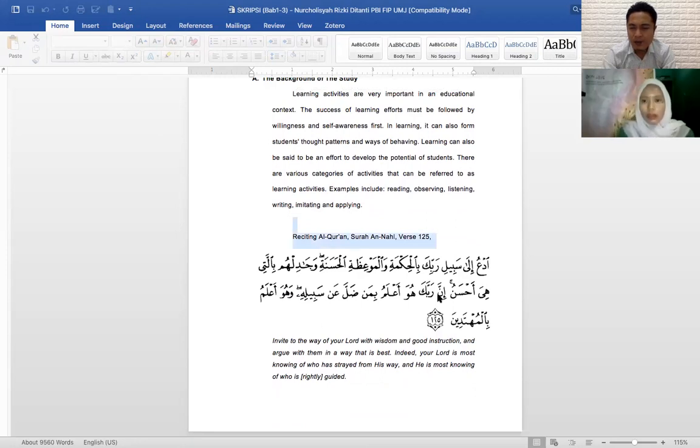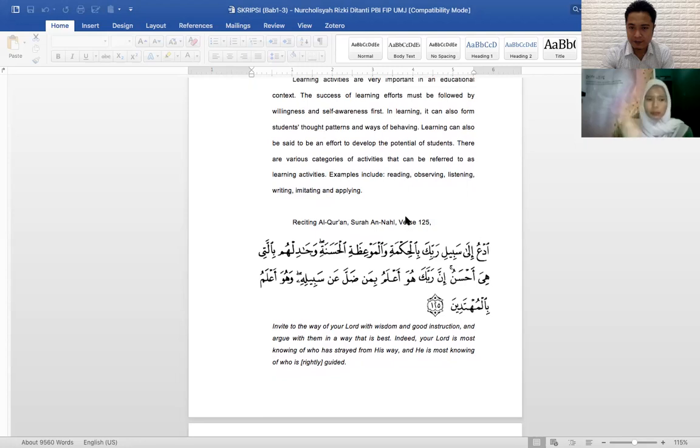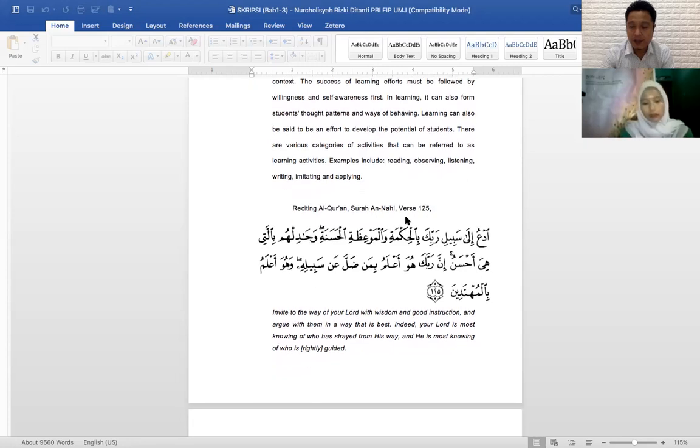Al-Quran Surah An-Nahl verse 125. What is it here? Because Mr. Asur told me I have to make one opinion and one surah, and after that I can put the content after that. Yes, but it should be relevant. It should match your explanation. Here you are mentioning examples including reading, observing, listening, writing, imitating, and applying.